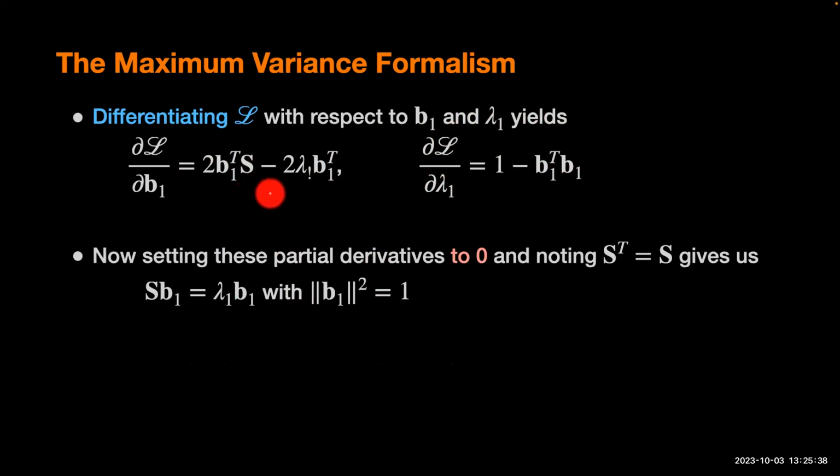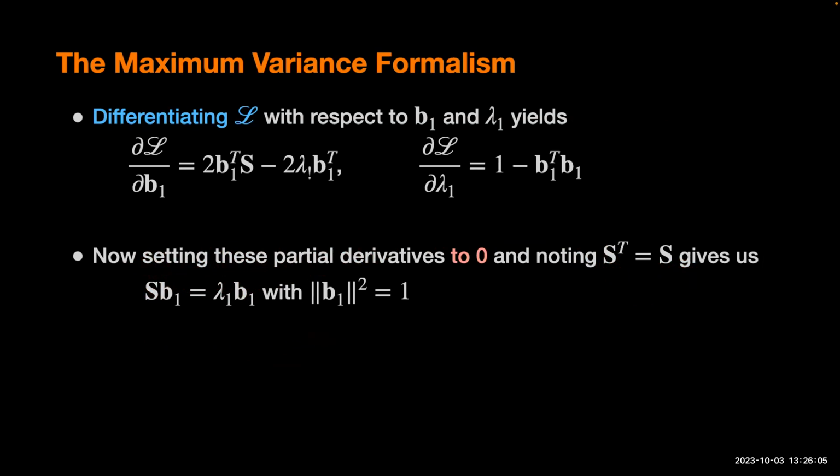If I set this to be 0, I have B1 transpose S equals lambda 1 B1 transpose. I can take the transpose of the whole thing. I will get S transpose B1 equals lambda B1. But S, of course, is a symmetric matrix, because it's the covariance matrix. So S transpose is just S. So you get to this term.